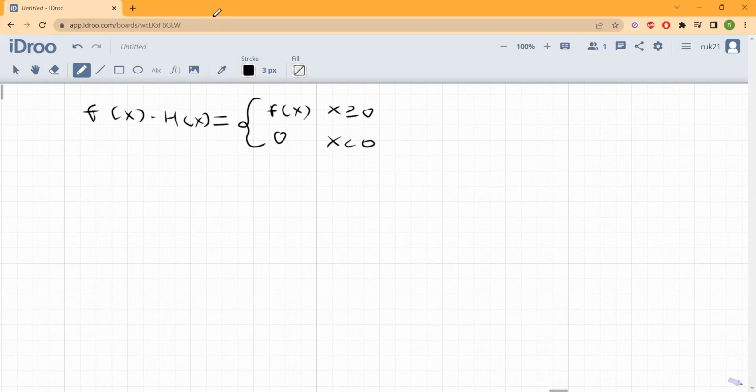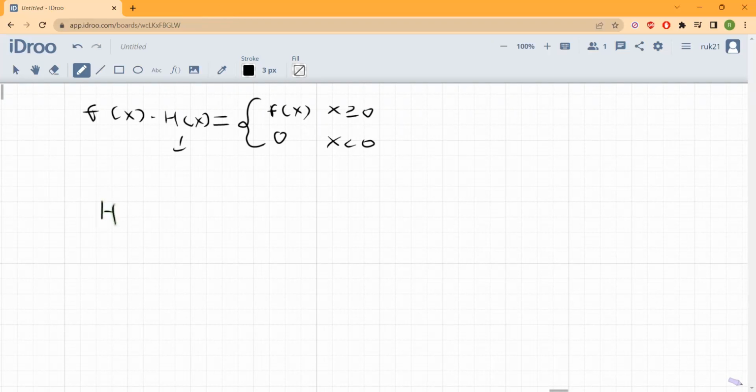The reason for this is because the Heaviside function, as we know, is defined as 1 when x is greater than or equal to 0, and 0 when x is smaller than 0. So if x is smaller than 0, then h of x is going to become 0, and no matter what f of x is, 0 times f of x is 0. On the other hand, if x is greater or equal to 0, then h of x is 1, and 1 times f of x is f of x. And that's why it works this way.